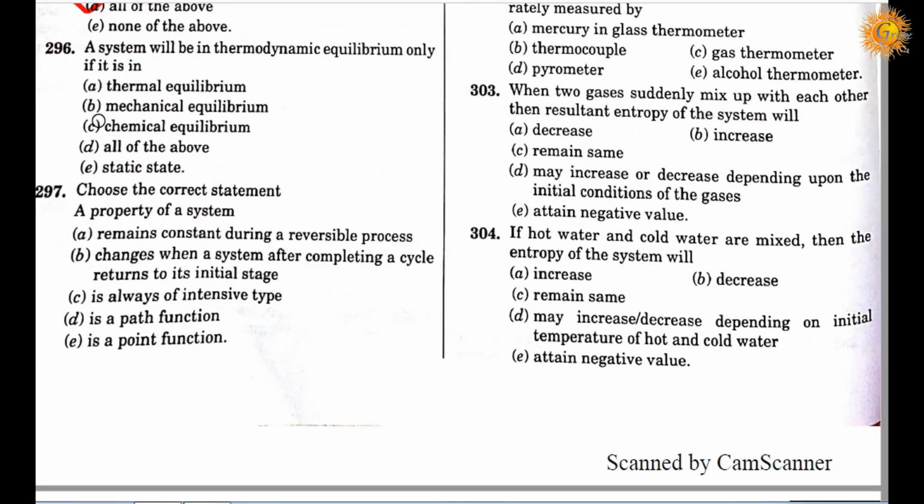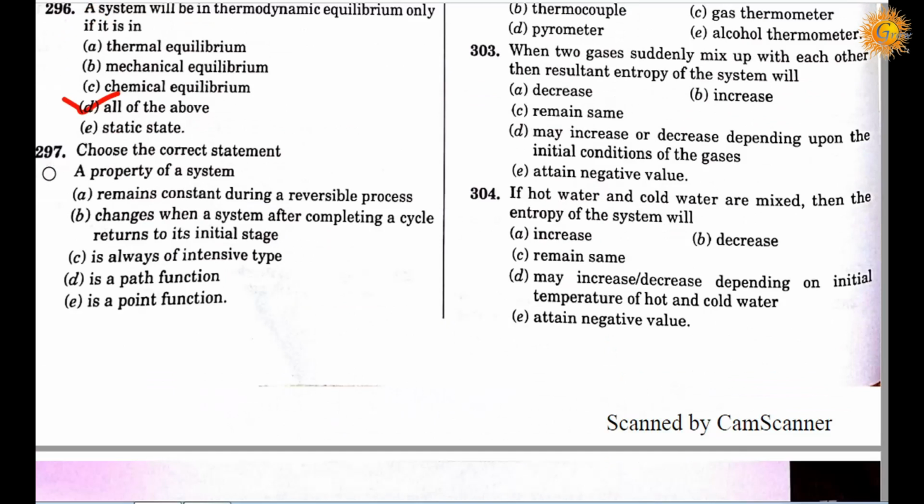Question number 296. A system will be in thermodynamic equilibrium only if it is in: option A, thermal equilibrium; option B, mechanical equilibrium; option C, chemical equilibrium; option D, all of the above; option E, static state. So the correct answer is D, all of the above.